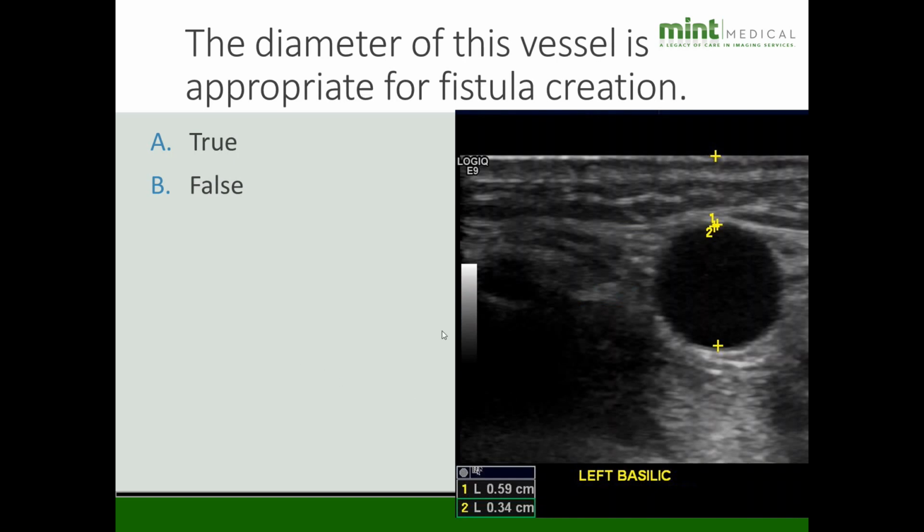The diameter of this vessel is appropriate for fistula creation, 0.59 or 6 millimeters. True.